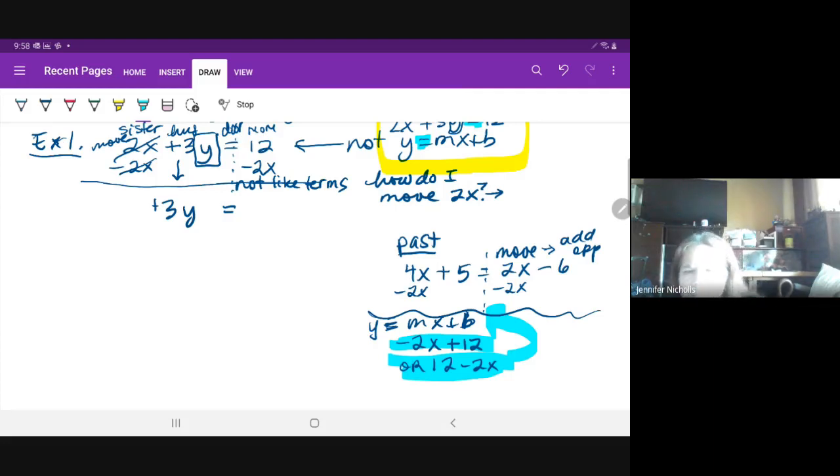You guys are usually pretty good about somebody answering. Haley, how about you? Which one do you think? Negative 2x plus 12 or 12 minus 2x? Which one looks more like mx plus b?